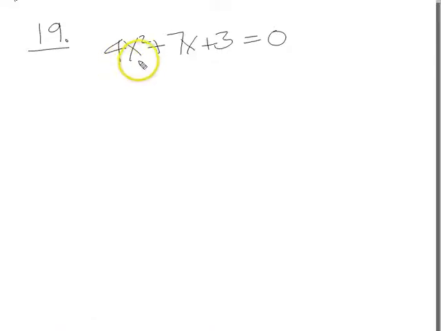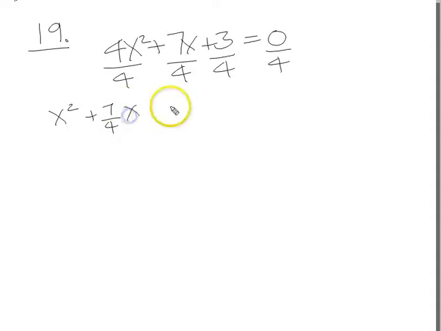Okay, 19 then, we've got 4x squared plus 7x plus 3 equals 0. So we need to divide everything by 4, so all the way along the rows, and on the other side too. That will give x squared plus 7 quarters of x plus 3 quarters equals 0. So now we can complete the square process, start that process.